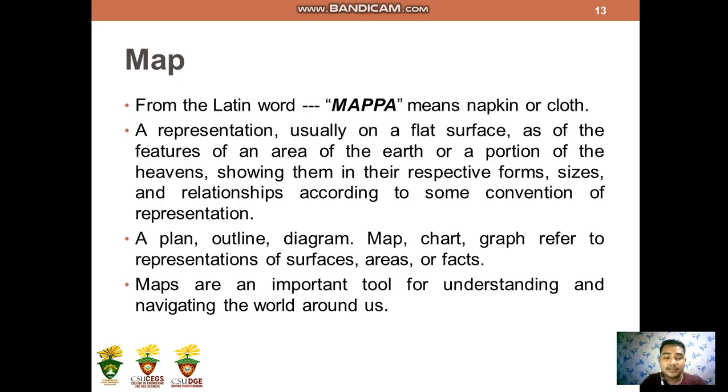The maps are an important tool for understanding and navigating the world around us. Okay, magbitbit ka kung moadto ka sa isa ka place, magbitbit ka mapa para ma-familiar ka atong lugar.